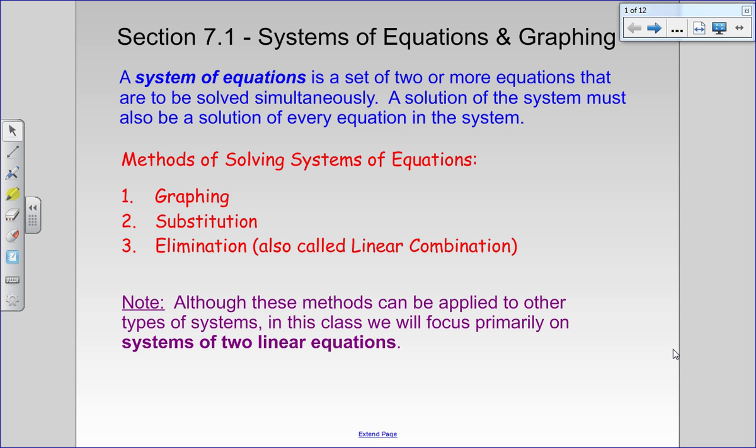In this course, we will discuss three methods of solving systems of equations: graphing, substitution, and elimination. Although these methods can be applied to other types of systems, in this class we will focus primarily on systems of two linear equations. Section 7.1 of your textbook deals with the graphing method for solving systems.